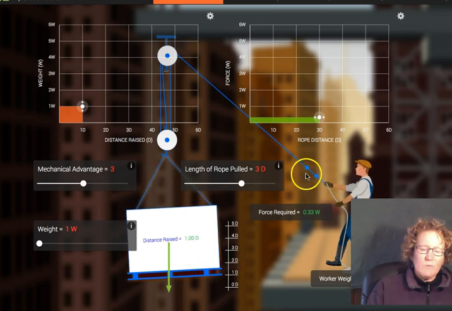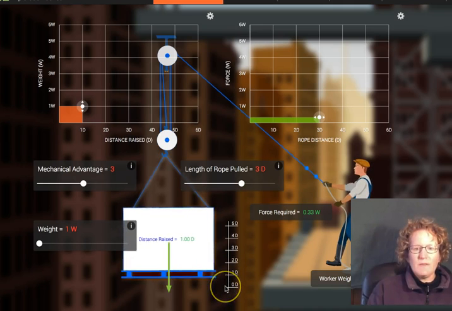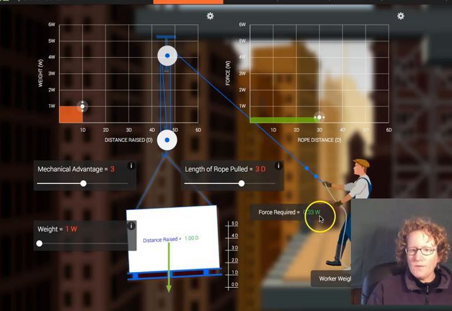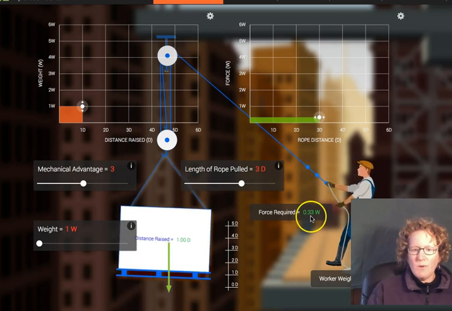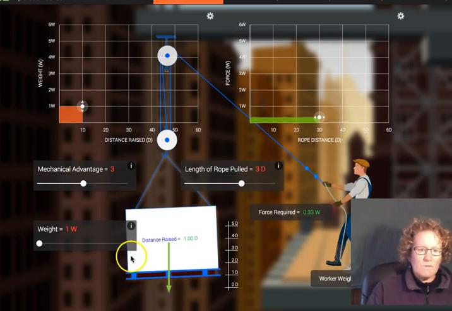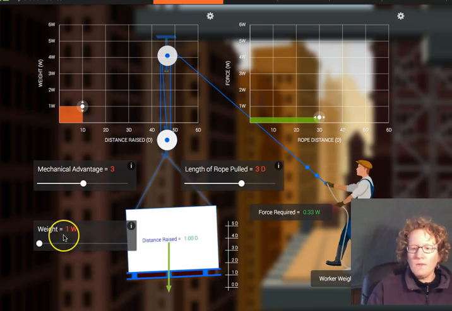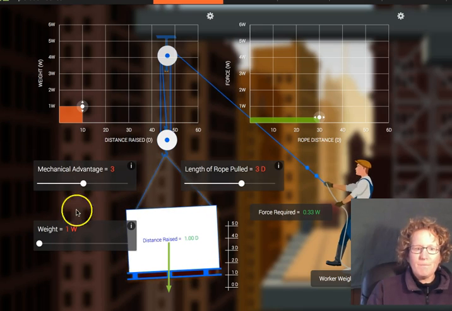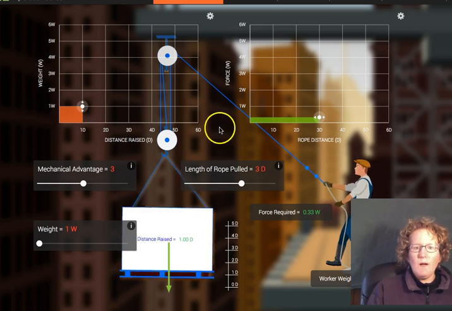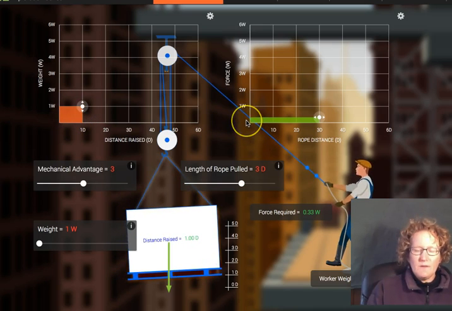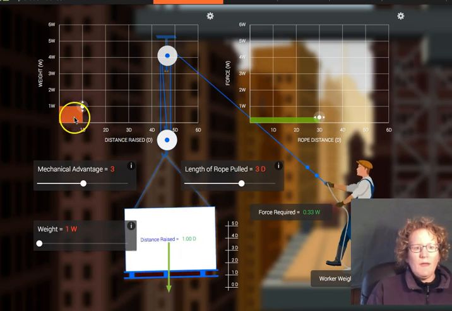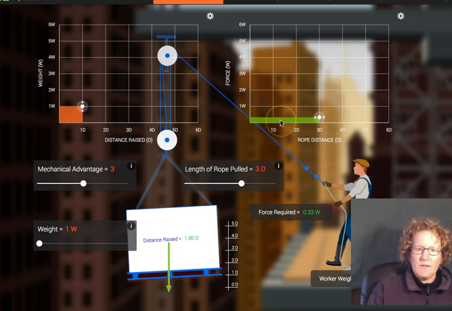So the distance you pull the rope is 3 times longer than the distance you raise the box, but you only have to use 1/3 the force here. The force here is 0.33 units of force, and here the weight, the force pulling down of gravity, is 1. And you can see the work here is the same. This is 1 by 1, and this is 1/3 times 3. So the area in both of these graphs is the same.